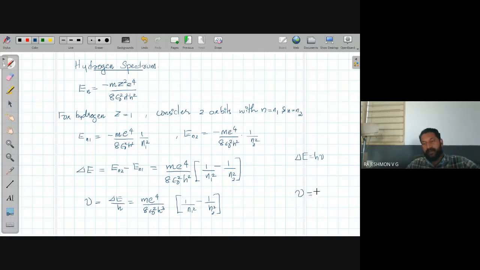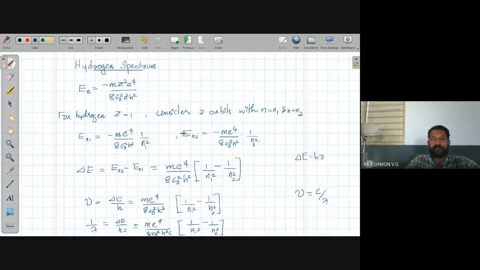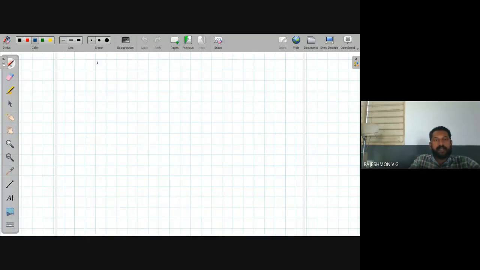We have nu is equal to c by lambda. So 1 by lambda is this delta E by hc. This becomes m e raised to 4 divided by 8 epsilon 0 square h cube c into 1 by n1 square minus 1 by n2 square.